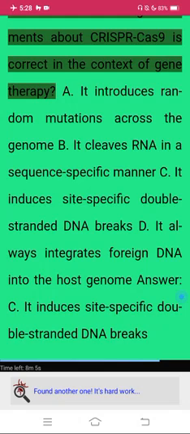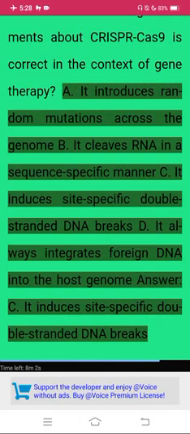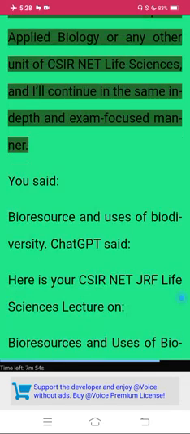CSIR NET December 2022. Which of the following statements about CRISPR-Cas9 is correct in the context of gene therapy? A. It introduces random mutations across the genome. B. It cleaves RNA in a sequence-specific manner. C. It induces site-specific double-stranded DNA breaks. D. It always integrates foreign DNA into the host genome. Answer: C. It induces site-specific double-stranded DNA breaks.